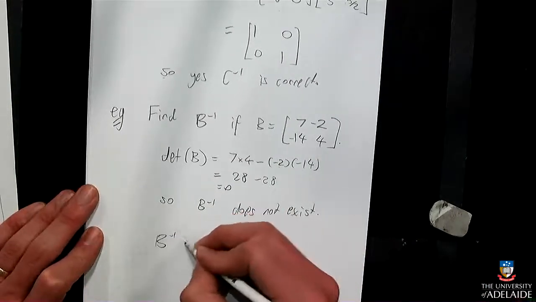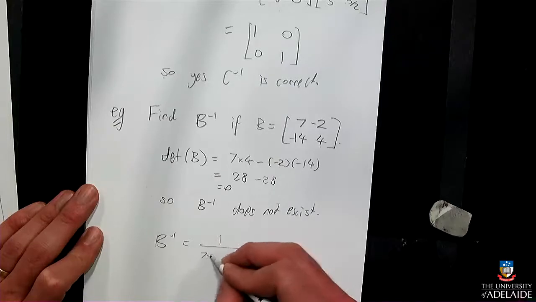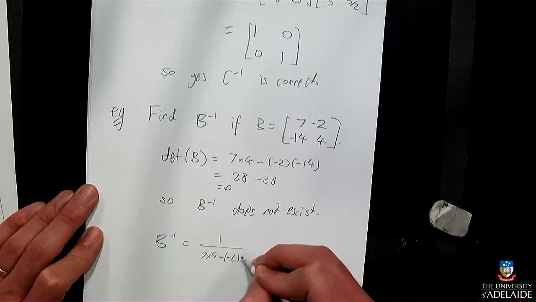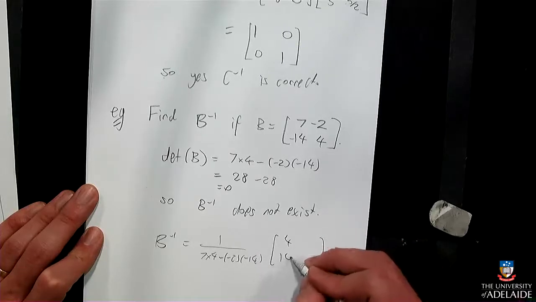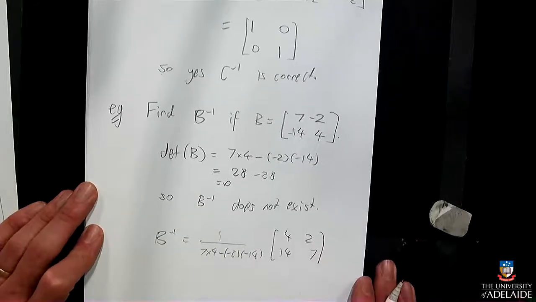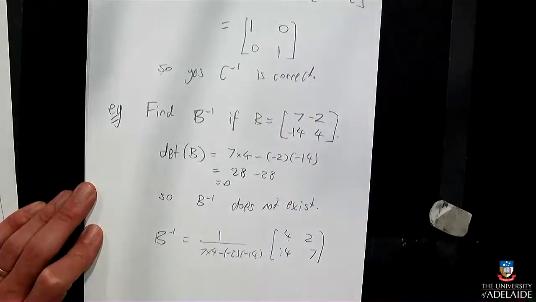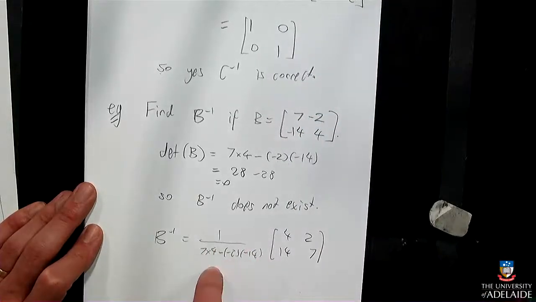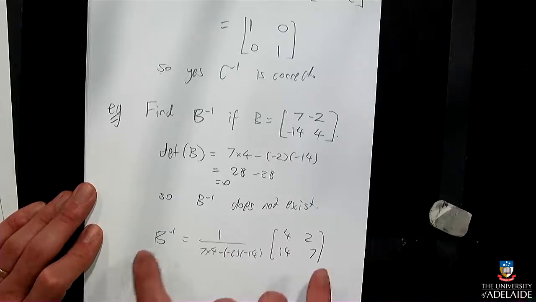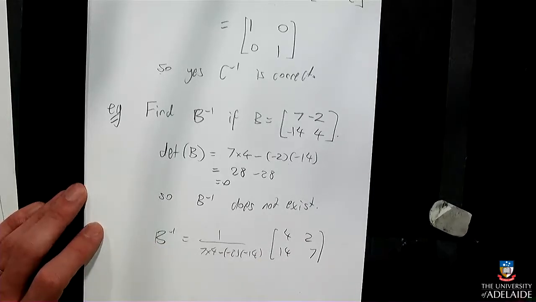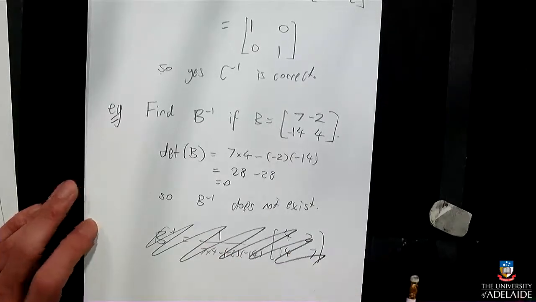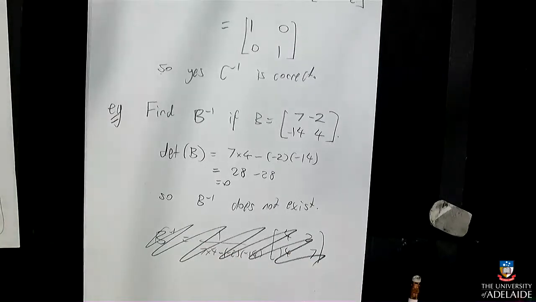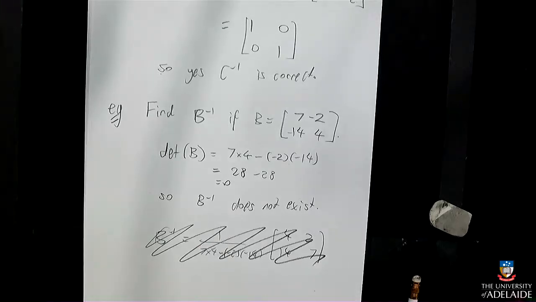It would not be correct to write B inverse equals 1 over 7 times 4 minus 2 times minus 14, times [4, -2; 14, 7]. That's how you would do it. You would switch these two and minus those two. But since this thing is 0 and you can't divide by 0, the thing you've written doesn't even exist. And so you're not supposed to write things down that don't exist. You just have to find another way of describing the fact that it doesn't exist, which is the whole point of the determinant.